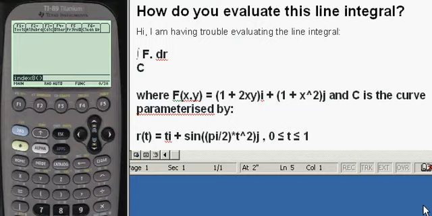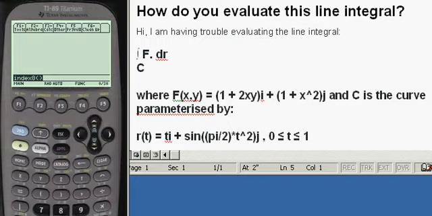This is a problem submitted by a student. How do you evaluate this line integral? The original formula is the integral of a function times dr, which is the derivative of the r(t) function here, and C is the parameters you're going through, which in this case is a curve. We're trying to find the integral of this curve here.